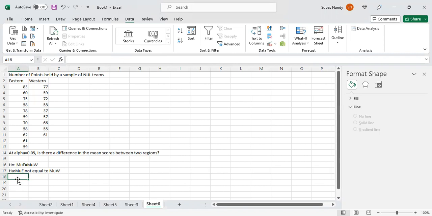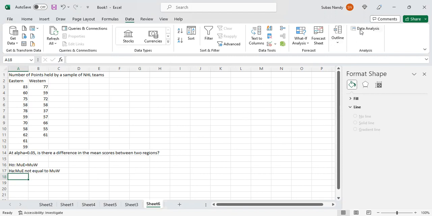Notice we do not know the population standard deviations of the points for both the Eastern Conference and the Western Conference. We only have sample data from a sample of teams from the Eastern Conference and a sample of teams from the Western Conference. Since we do not know the population standard deviation for Eastern as well as Western Conference teams, we have to use a t-test, two sample t-test. How will we do it?